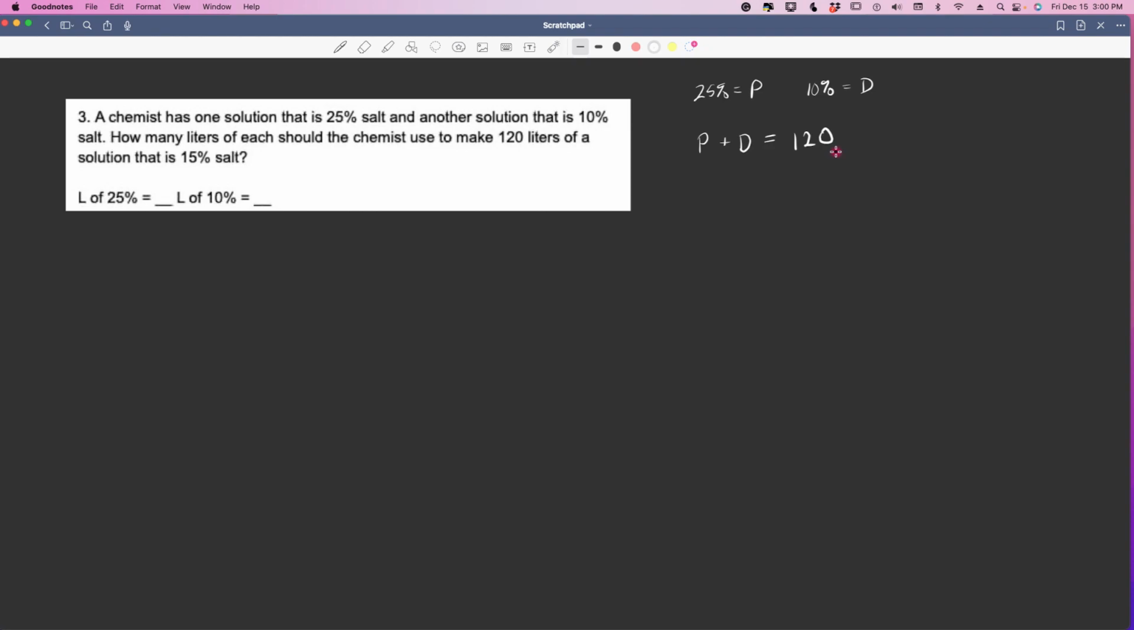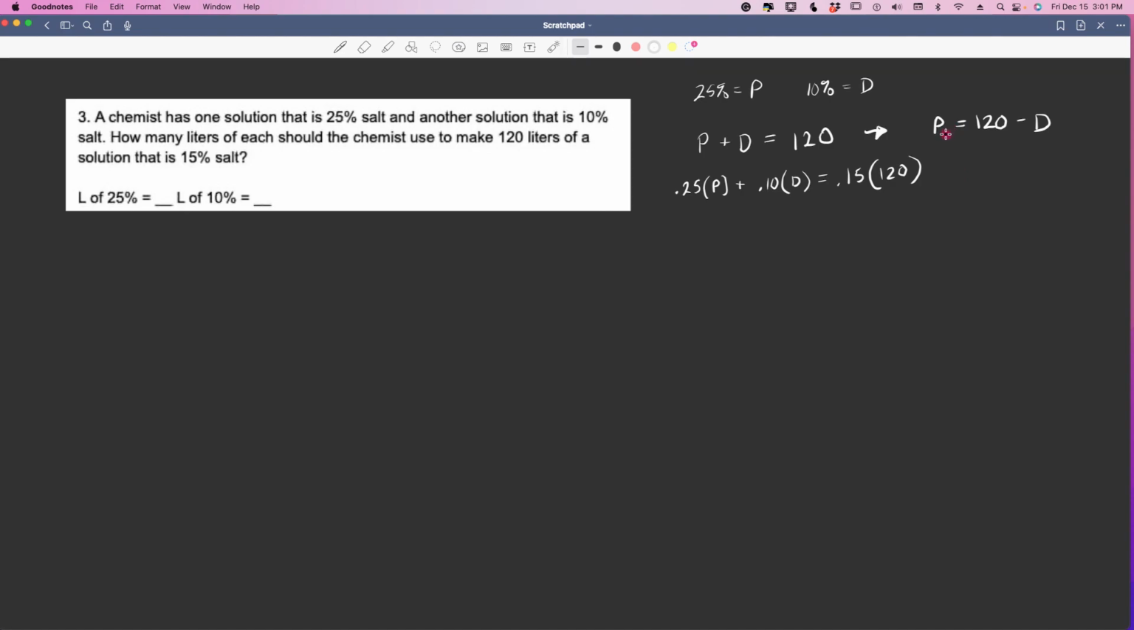Now we're going to do a value equation where we apply the percentage to each one. So here's our percentage one. We've got 25%, which is 0.25 times P, plus 10%, which is the value of D, and 15%, which is the value of that final amount of 120. So in order to solve this, we're going to create a substitution value using our quantity equation. I'm going to subtract D from both sides, and that turns into a substitution of P is equal to 120 minus D.